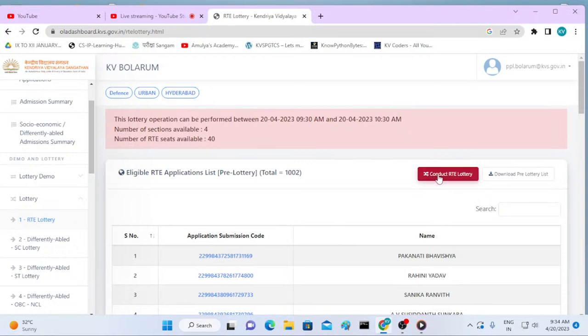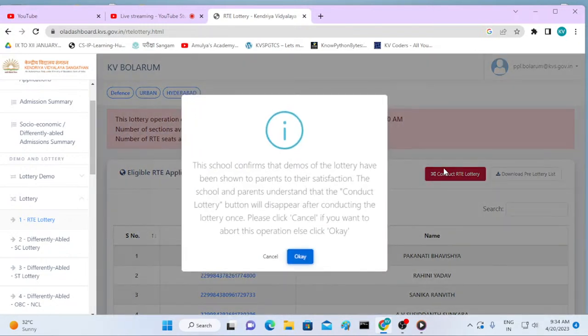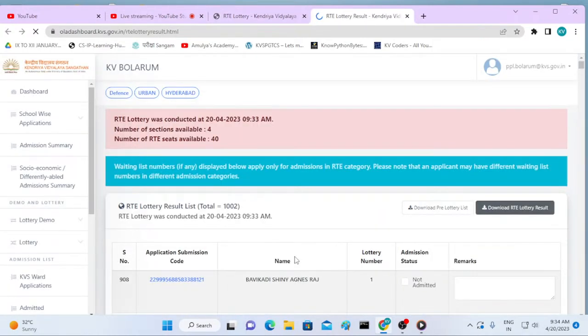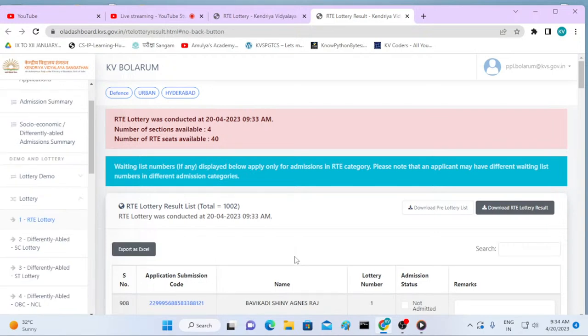So if we click on this one, lottery will be done. Then you read them, right? Then click change. Mouse click change. Okay. Over sir. Then first one is over.